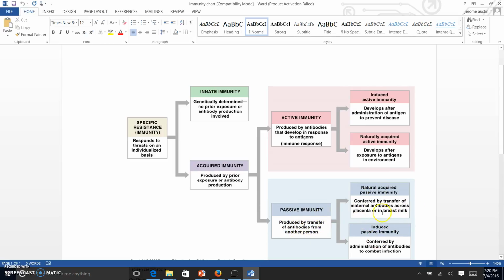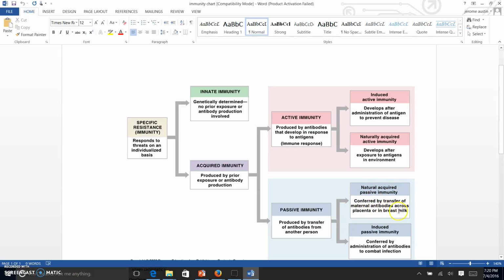So the two ways we do that is naturally acquired. Our mom gives us this in two ways. One thing is when we are actually, before we're born, and we are connected to her by our placenta. Even though our blood never mixes, we can diffuse products of the blood across the placenta into our body to protect us until we can form our own.